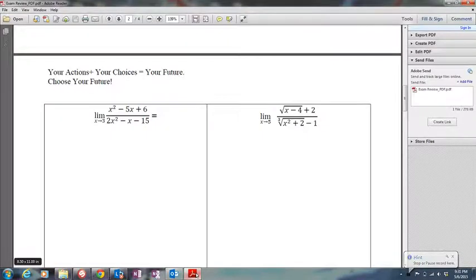Just wanted to record a few pre-cal videos. So the first problem is over here on the right. It says limit as x goes to 5 of square root of x minus 4 plus 2 over the cube root of x squared plus 2 minus 1. Upstairs we have a plus 2. Downstairs we have a minus 1.